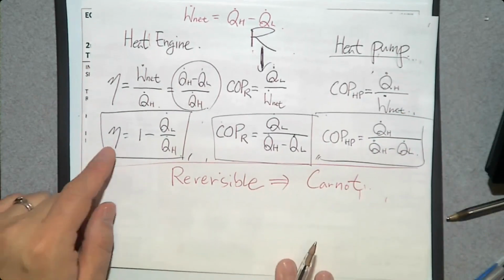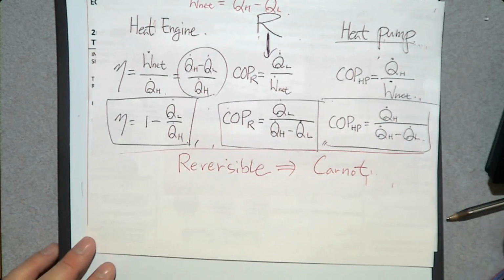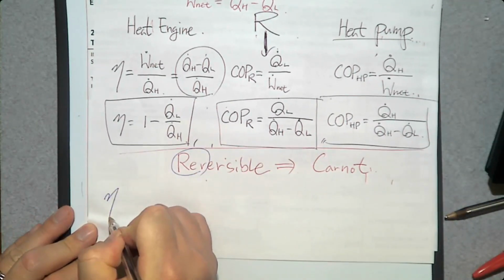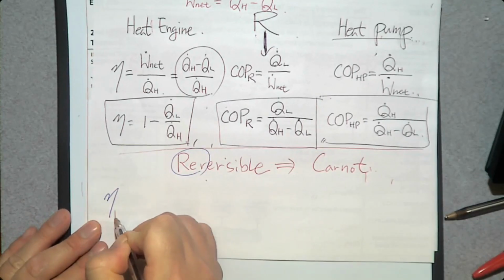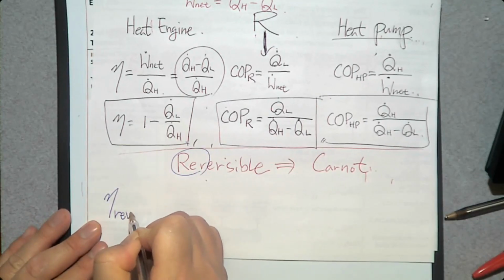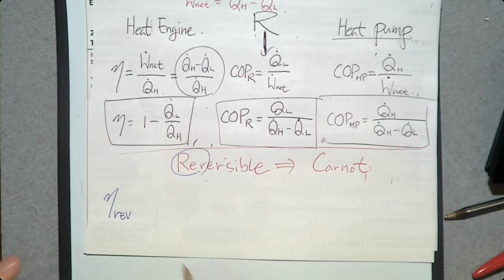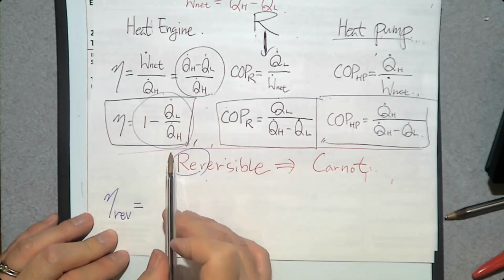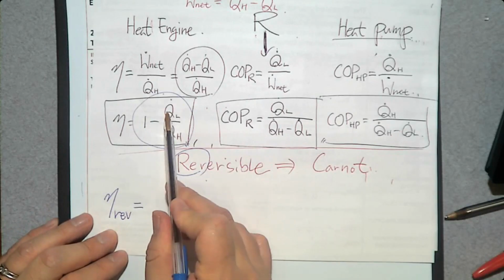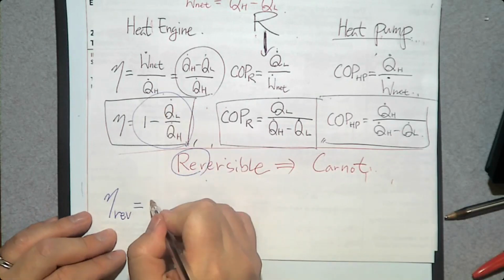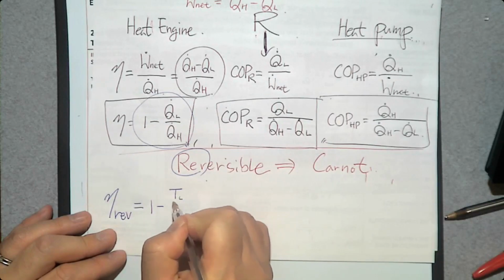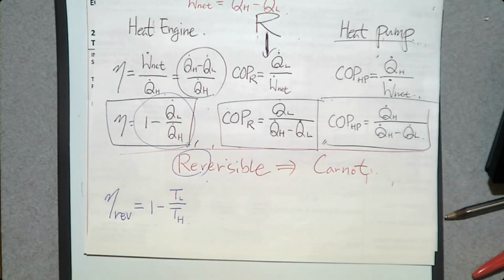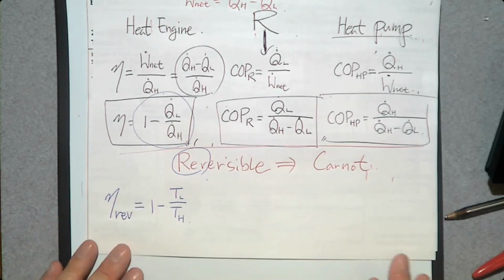Then how can we determine the efficiency? Since it is reversible, I'm going to say the efficiency of reversible heat engine, which is the maximum possible efficiency, can be determined by, everything is the same, but we are going to replace Q with temperature T. 1 minus TL over TH. So that is the maximum possible efficiency.